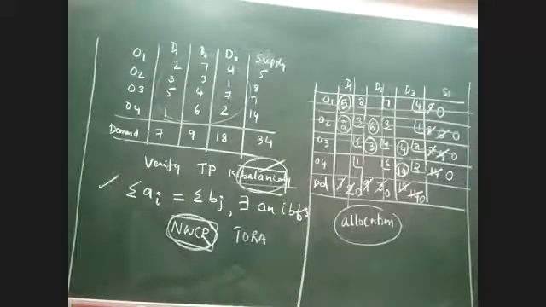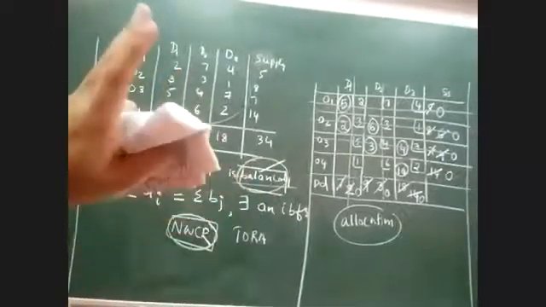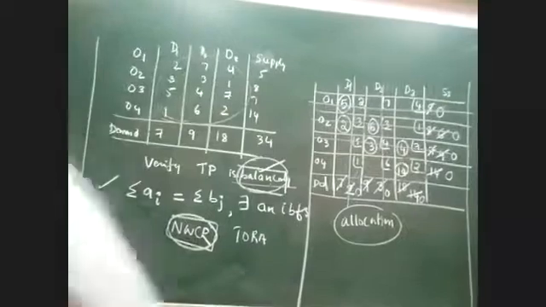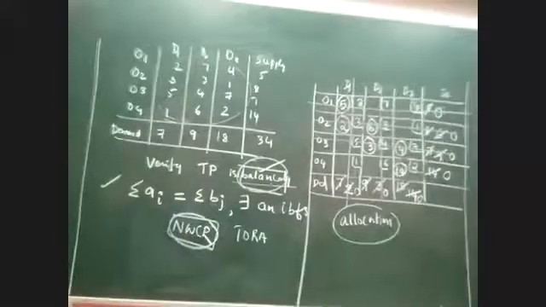Continue until all the demand and supply becomes zero. No value should be remaining. If all demand and supply becomes 0, that means logically you have completed your allocations.